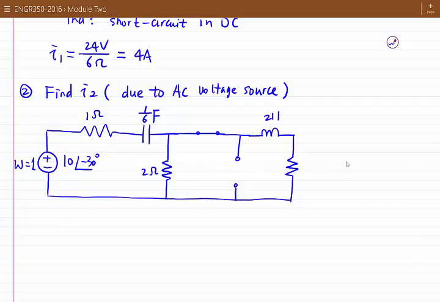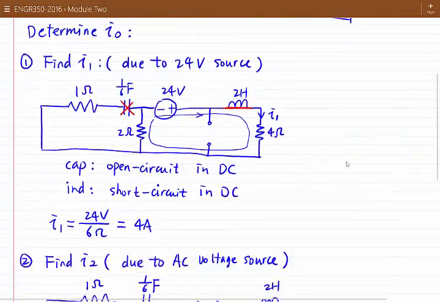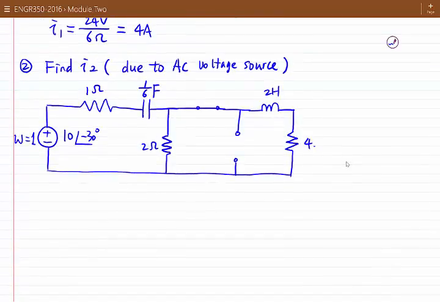So here is 2 Henry, and here is 4 ohm. So here is output current due to AC voltage source. I call it I2. Okay, so for this circuit, how do we solve it?